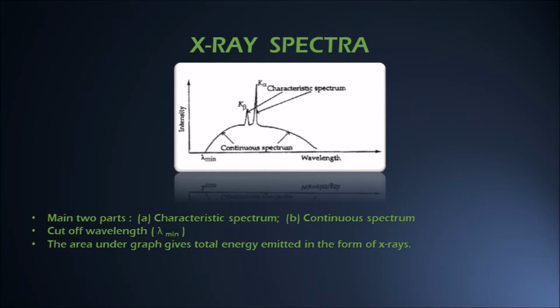The peaks in this graph constitute the so-called characteristic spectrum, and the remaining portion of the graph is called continuous spectrum. The minimum wavelength of produced X-rays is called cutoff wavelength, represented by lambda with subscript minimum, and lambda minimum is independent of nature of the material of target.